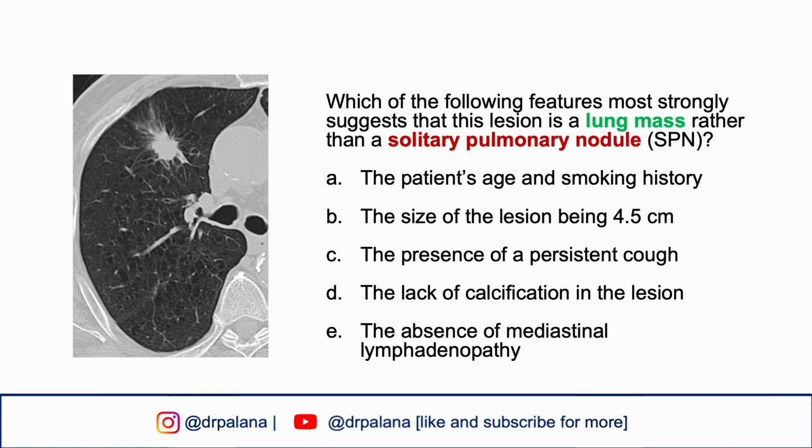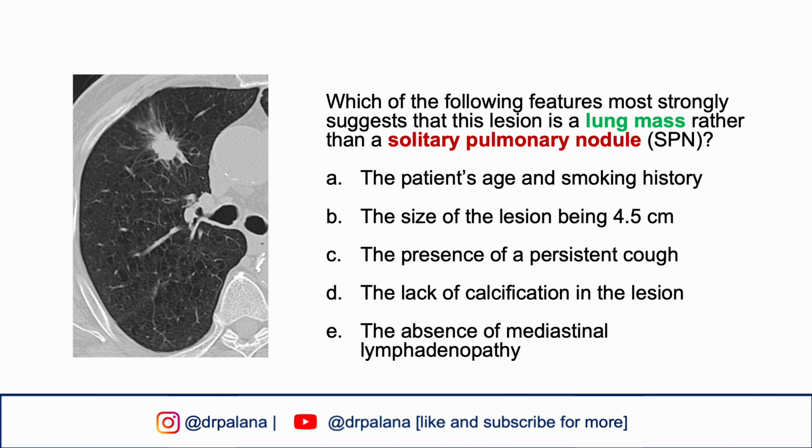The key factor that differentiates a lung mass from a solitary pulmonary nodule is the size of the lesion. According to radiological definitions, a solitary pulmonary nodule is a discrete, well-marginated round or oval opacity in the lung that is smaller than 3 centimeters in diameter and not associated with atelectasis, lymphadenopathy, or pleural effusion. A lung mass, however, is defined as a lesion that is larger than 3 centimeters in diameter. It is more likely to be malignant, especially in the context of risk factors such as history of smoking. In this case, the size of the lesion being 4.5 centimeters categorizes it as a lung mass. So the answer is B, which warrants further investigation due to a higher suspicion of malignancy.